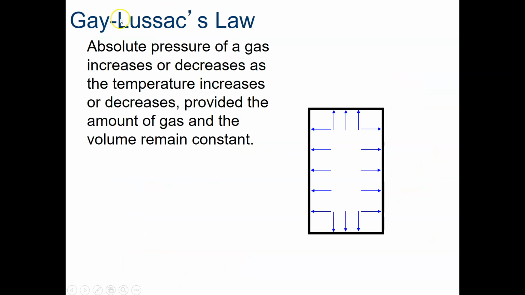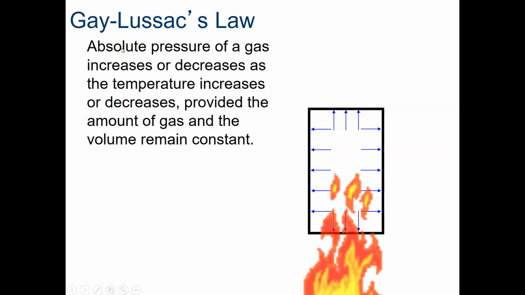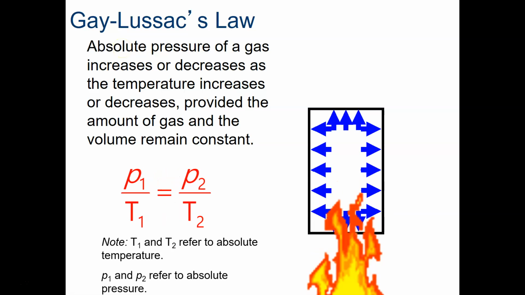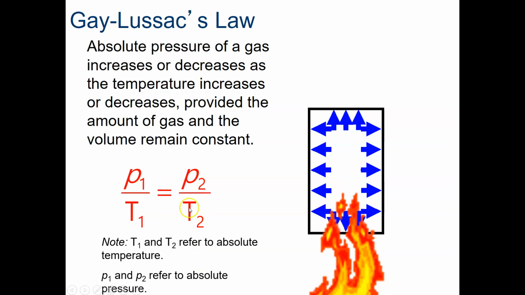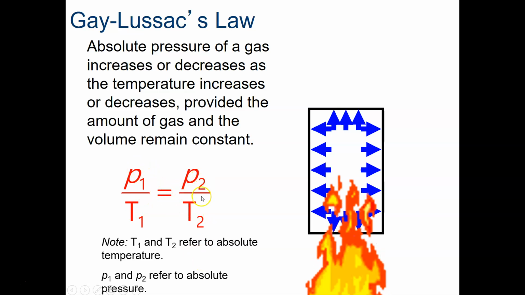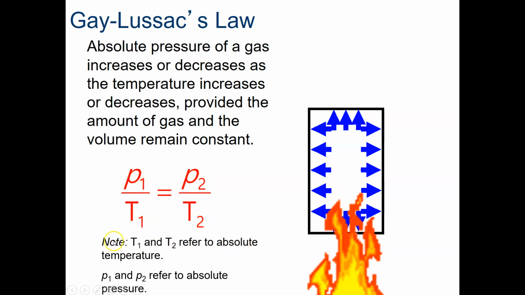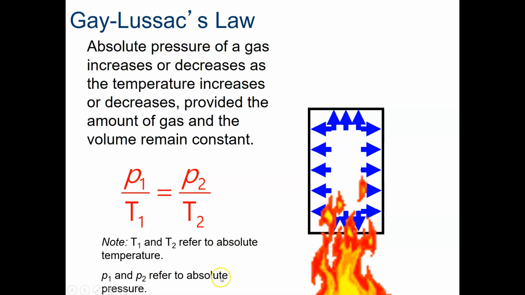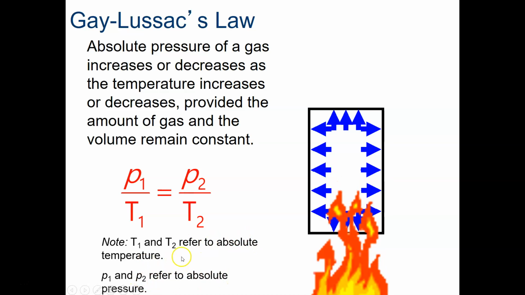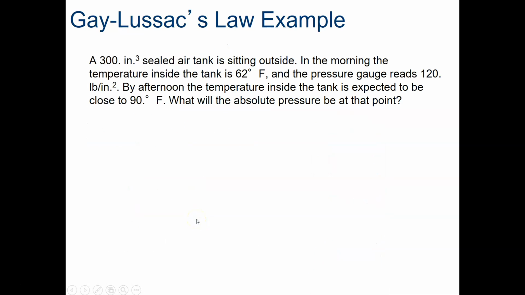All right, and the last law is Gay-Lussac's law, which deals with pressure and temperature. P1 over T1 is equal to P2 over T2. Note for both of these, we have to get absolute temperature, we have to get absolute pressure. Okay, so here's an example of this.